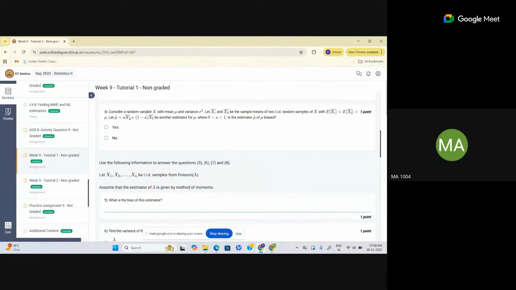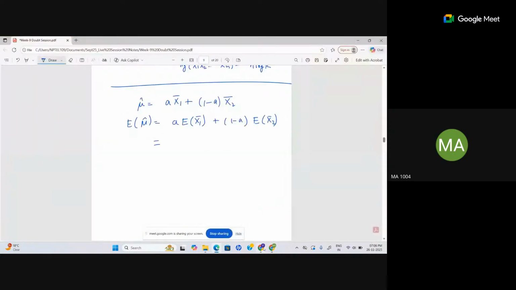Simply you just have to put the value of expectation of x1 bar and x2 bar that is given in the question, which is mu. From there you can find the value of expectation of mu hat, and then you can find the bias.